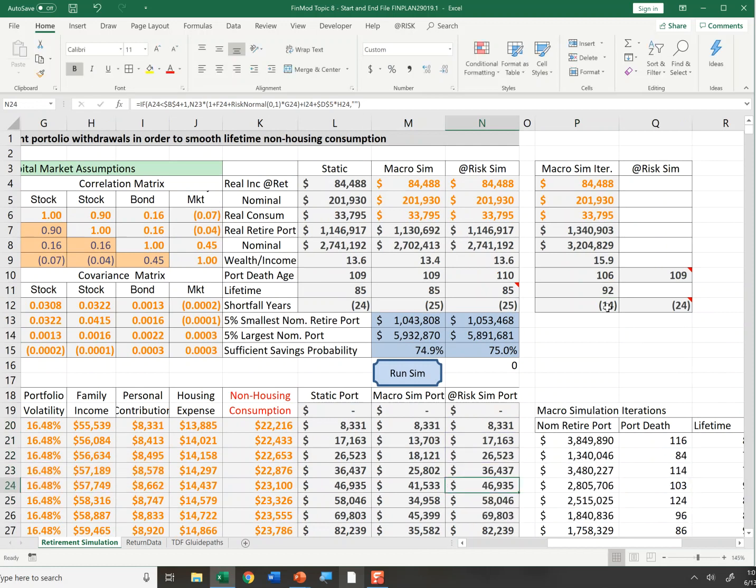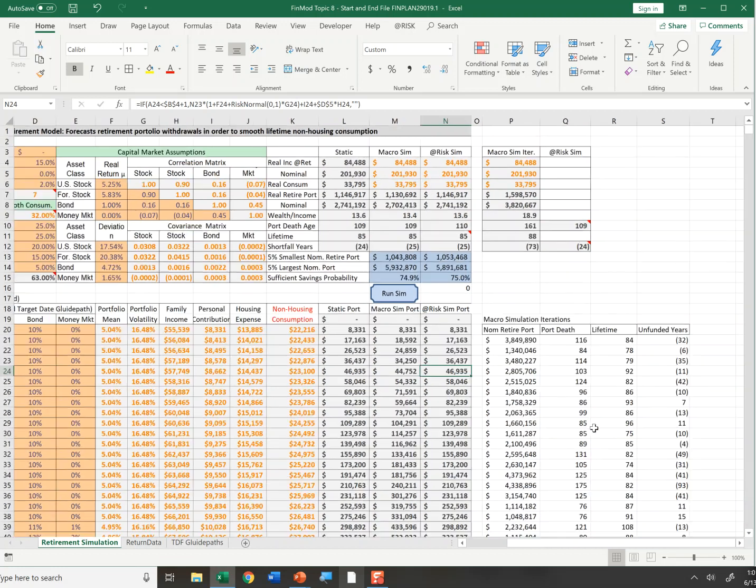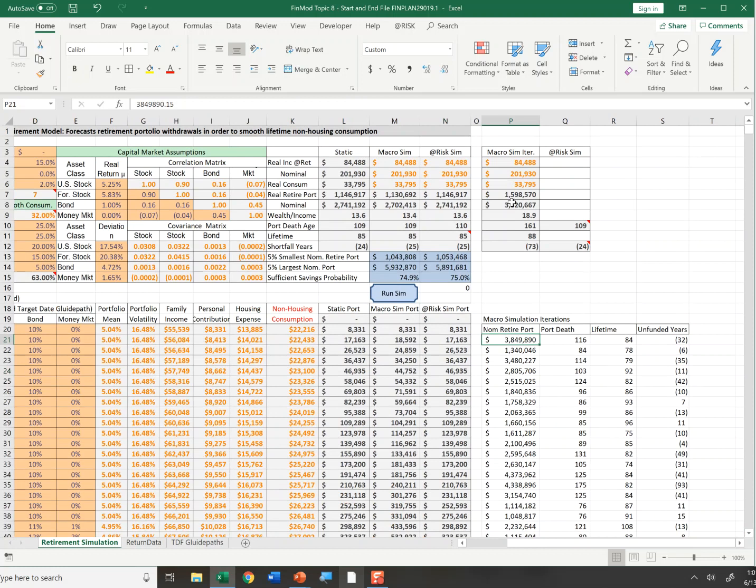So what I want to do is basically hit F9 and then copy for 5,000 scenarios. Copy this portfolio value, this nominal portfolio value, to give you an idea how much I retired on. It'll copy the year in which I died, and then copy my portfolio life and tell me how many unfunded years. So basically, take these last few numbers, copy them here, recalc, copy them here, recalc, copy them here, and then we'll look at this distribution and see, well, what percentage of the time did I actually run out of money?